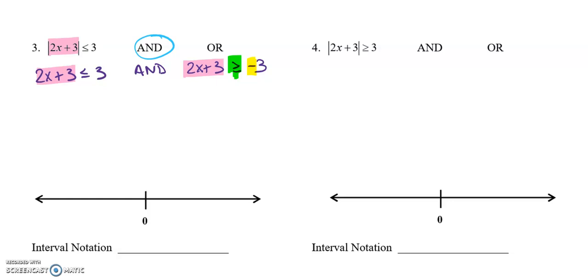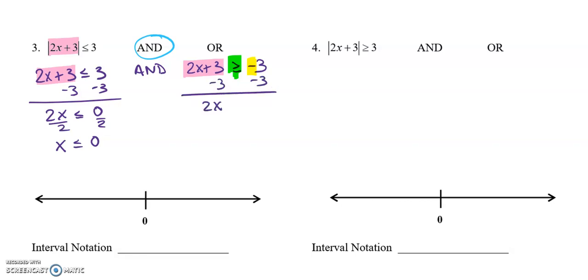All right, now what? Now we do it just like normal. Subtract 3 from both sides. We get 2x is less than or equal to 0. Divide by 2, we get x is less than or equal to 0. Solve the other side. Subtract 3 from both sides, we get 2x is greater than or equal to negative 6. Divide both sides by 2.